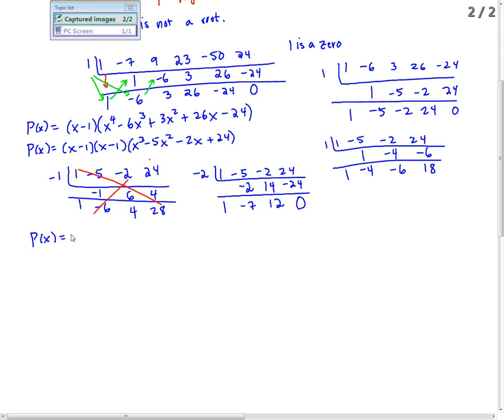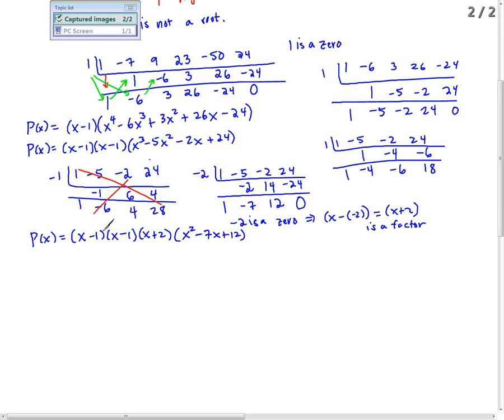So my polynomial now can be factored a little bit further. I have x minus 1 and x minus 1 from my previous tries. Now I also have -2 as a new 0. If -2 is a 0, remember that means x minus -2, which is x plus 2, is a factor. So this is x plus 2, and then I write down what remains. This will be x squared minus 7x plus 12. So we have 3 zeros, and notice 1 is a 0 of multiplicity 2. And then we have a trinomial.